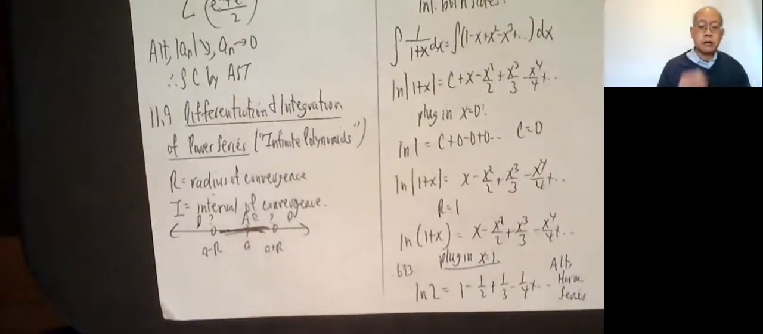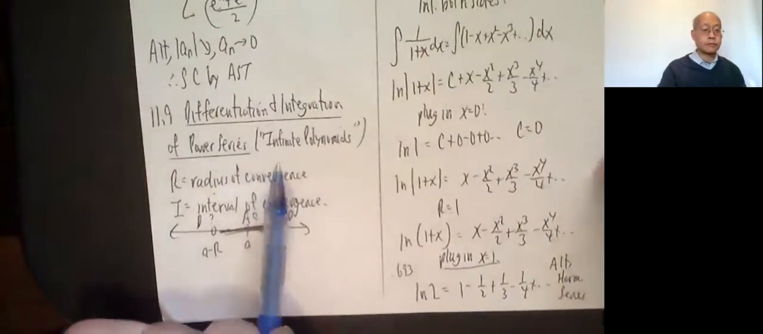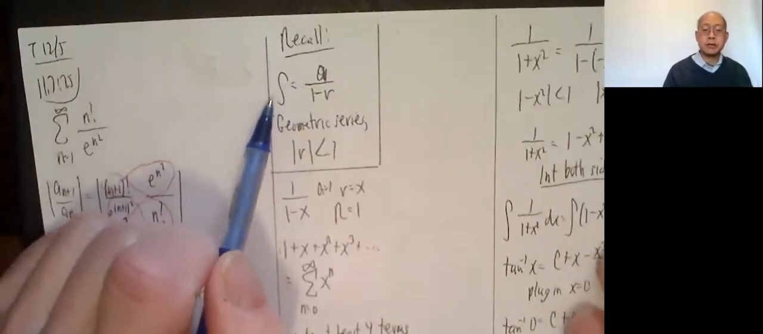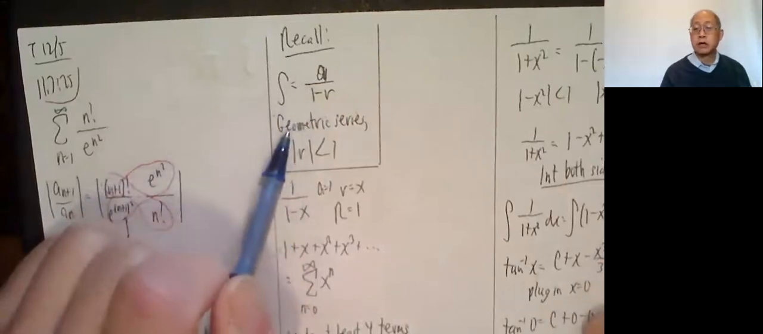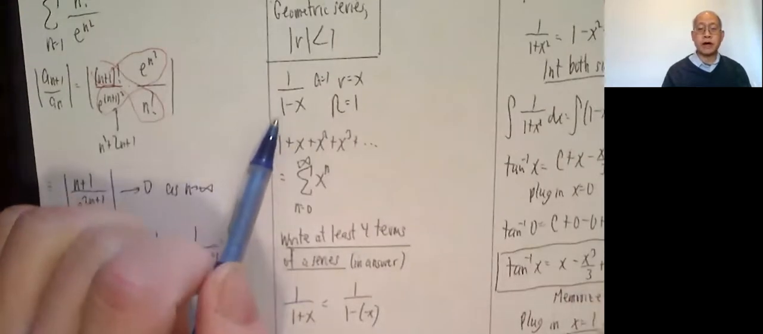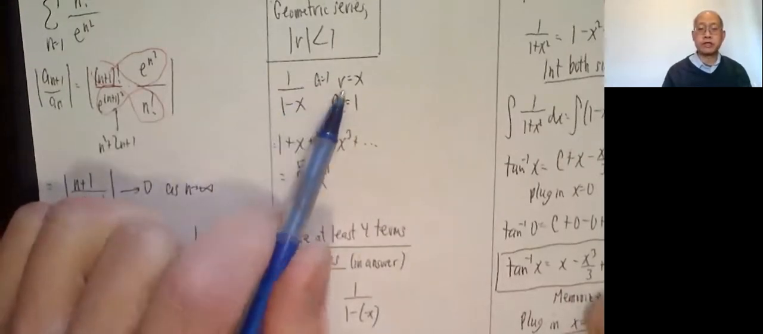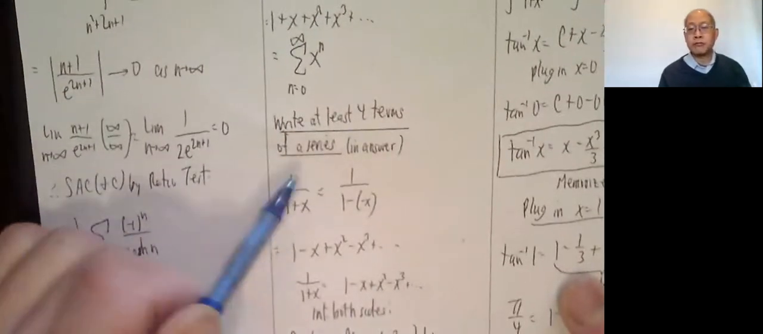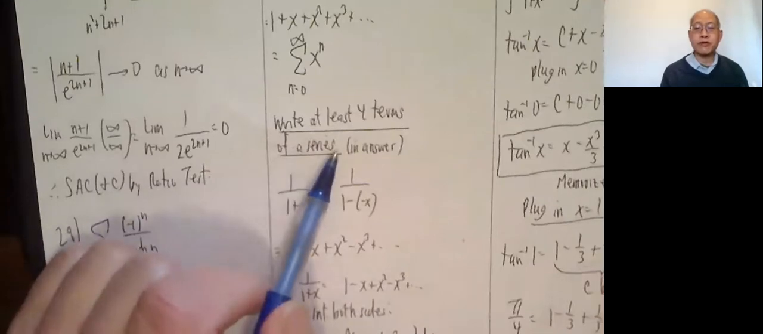Right, now for problems from 11.9. Again, keep in mind that my problems may not match yours. Right, so we're differentiating and integrating power series, these infinite polynomials. Okay. Key formula from a geometric series. S, the geometric series sum, is a over 1 minus r if absolute value of r is less than 1. Okay, so 1 over 1 minus x, if the first term is 1, common ratio is x, that's 1 plus x plus x squared plus x cubed. Okay. The Melvin-Hom rule is write at least 4 terms of a series in your final answer. Final answer should have 4 terms.